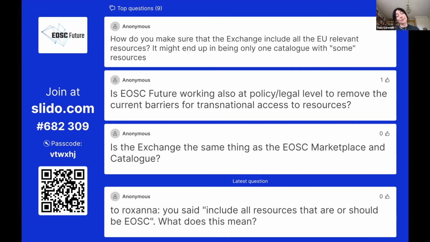And there is another question relating in general to the purpose of the exchange, and it's about whether EOSC Future is also working at policy and legal level to remove the barriers for transnational access to resources. And there, I believe that the answer is no, that we don't have such activities in EOSC Future, unless someone else has a different opinion.